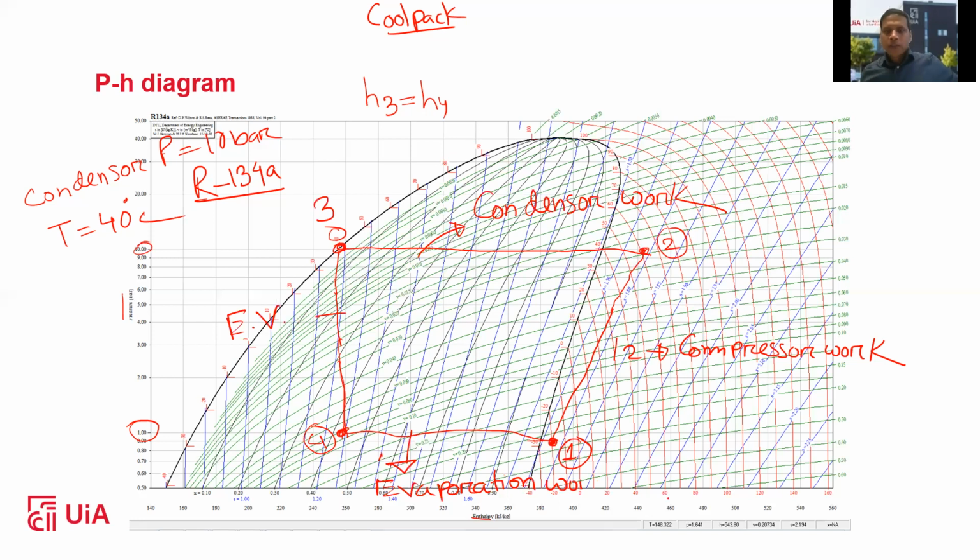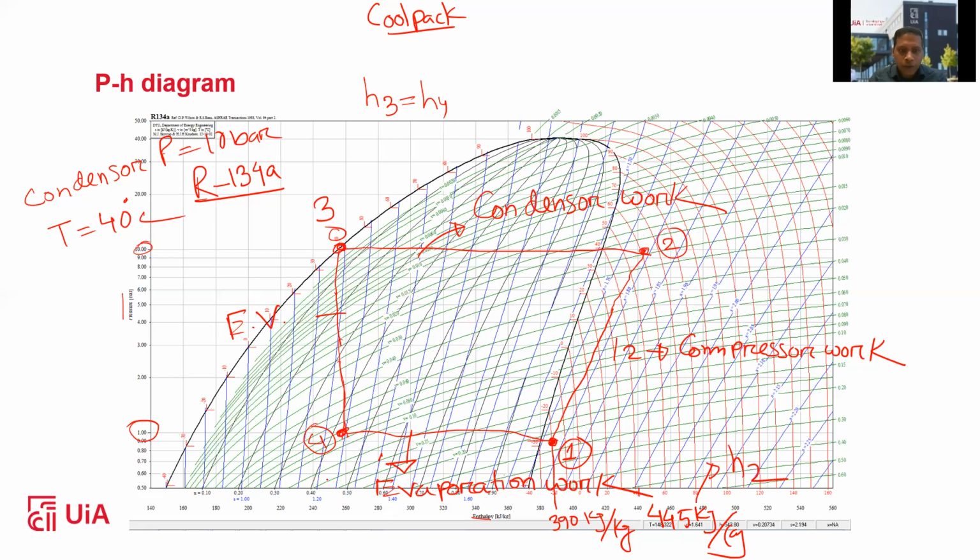Okay, so by knowing these things, you can easily calculate what H1 is. For example, for this case, H1 would be around 390 kilojoule per kg. And for this point 2, you could reach this point in here, which is around 445 kilojoule per kg. So this is for H2, right?